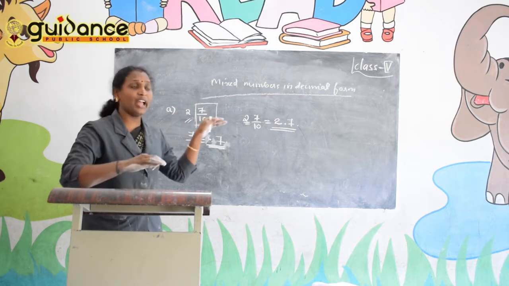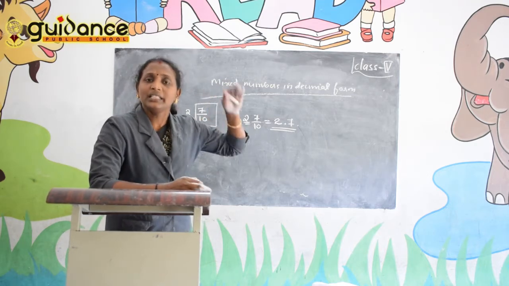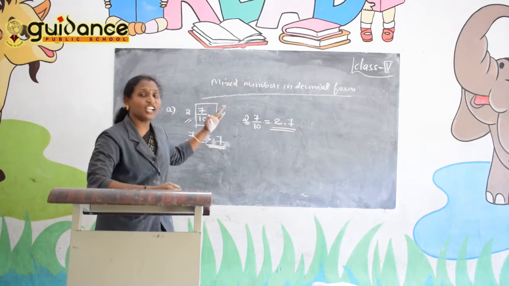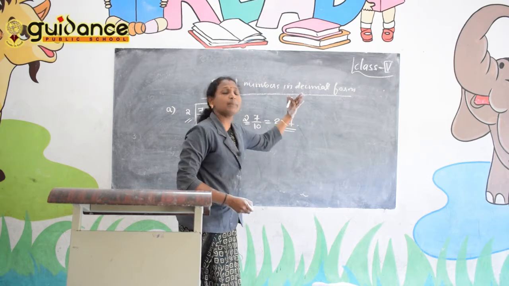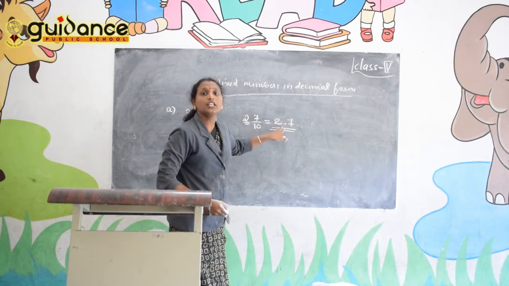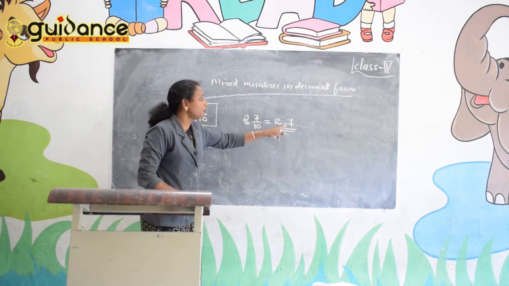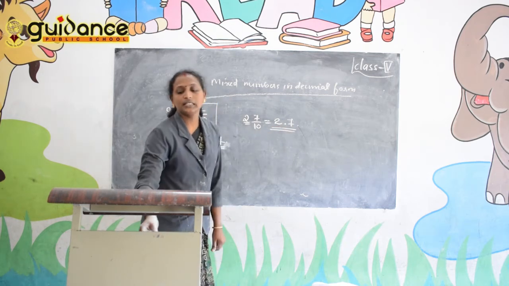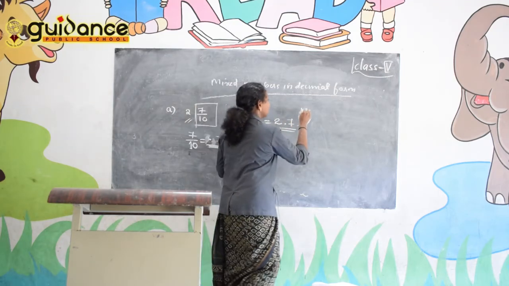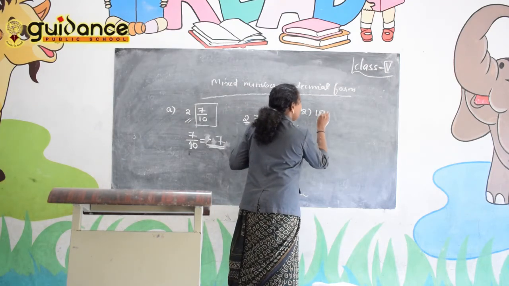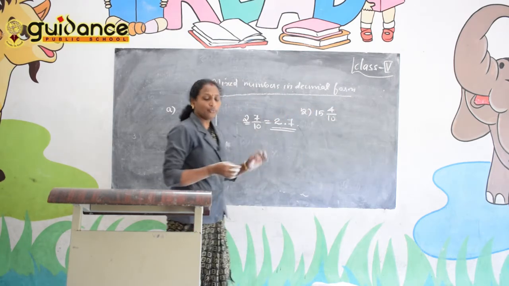That means 2 and 7 by 10 is a mixed number. Converting that mixed number into fraction, decimal form, our answer is 2.7. How will you read this number? 2.7. Okay. The next question: 15 and 4 by 10.